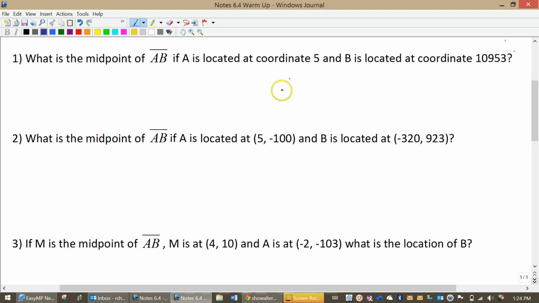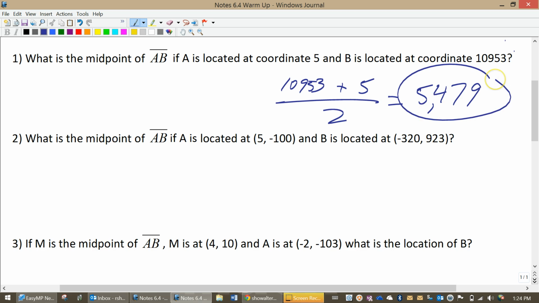On number 1, we have a coordinate 10,953. We have a coordinate 5. If we average those two numbers, we add them up and divide by 2. All right? Does that make sense? Anybody? What did you guys get for that number? 5,479. Yep, that is the location of the midpoint. That's the coordinate.